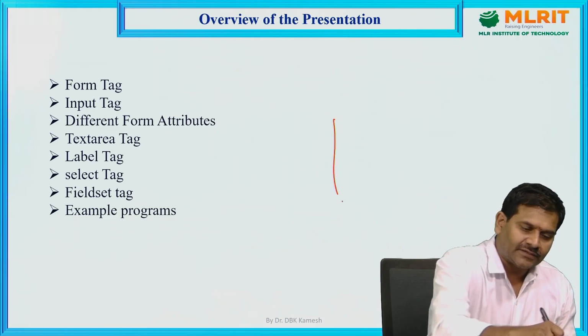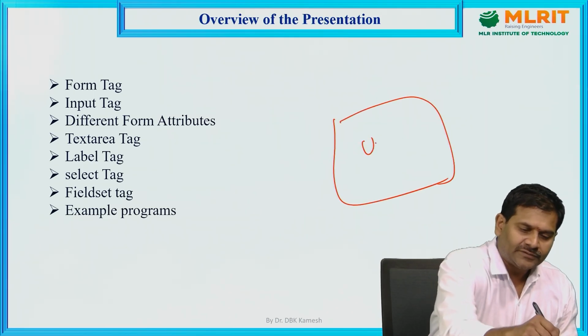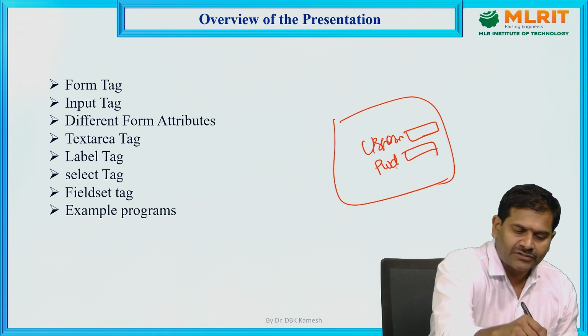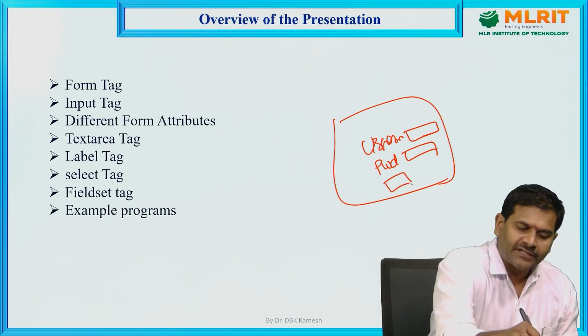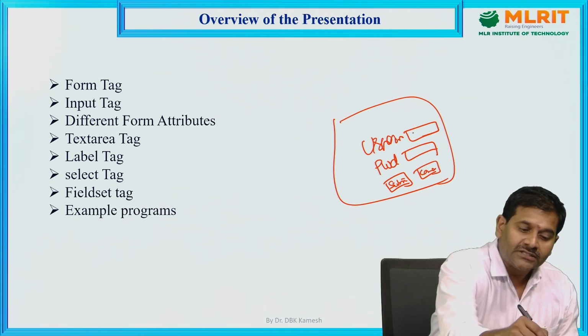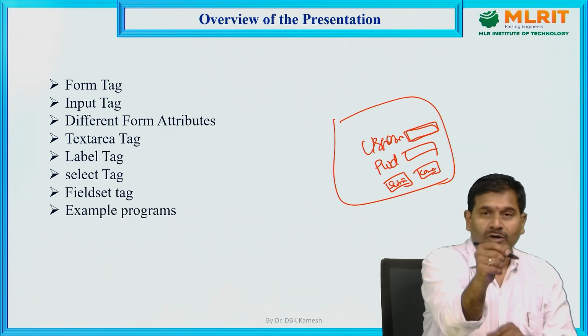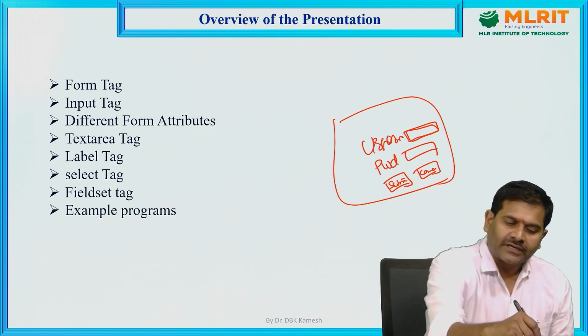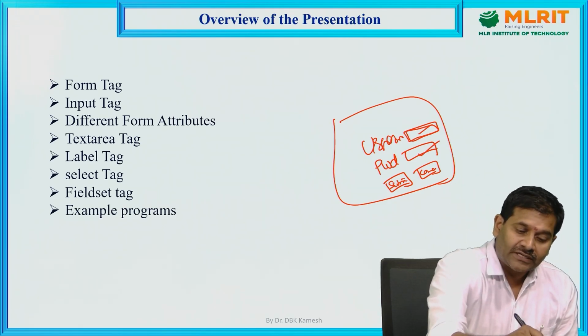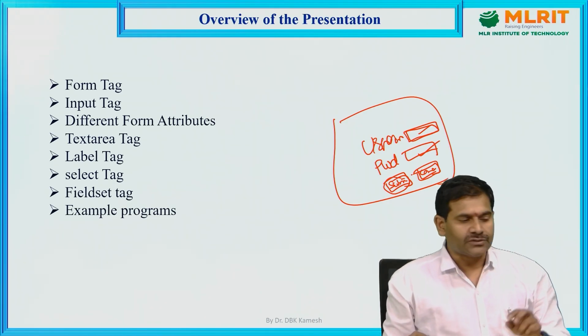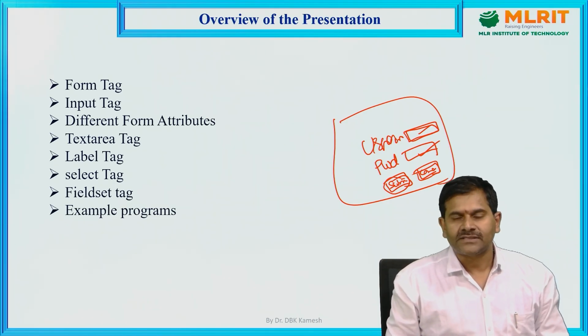Like on these pages, there are username and password boxes we can use. Then a submit button or cancel button, etc. So this is called a text box, a password box, then the submit button and the cancel button. In this session we will discuss how you can use them.